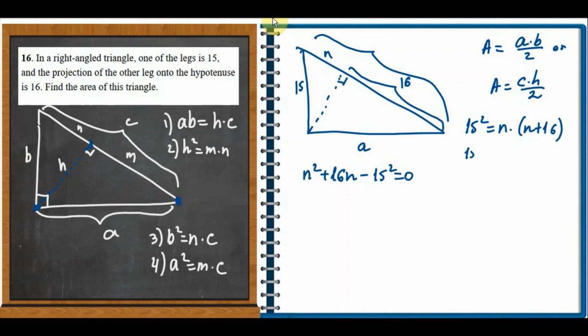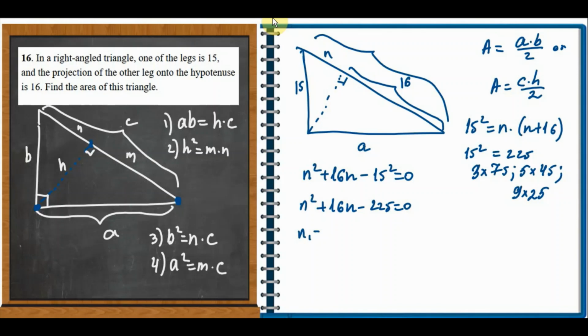15 squared is 225, but we don't need to write 225. Instead, we can write 225 as 3 times 5 times 15, which is 45... all of them are 225. Also, we can show it as 9 times 25. So now let's write N squared plus 16N minus 225 equals 0, and here we can use Vieta's rule.